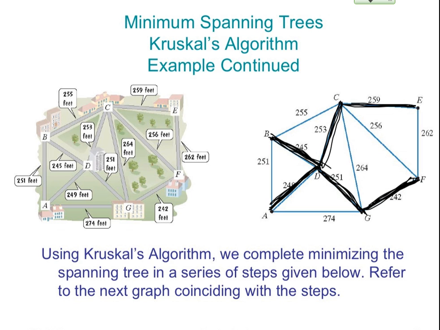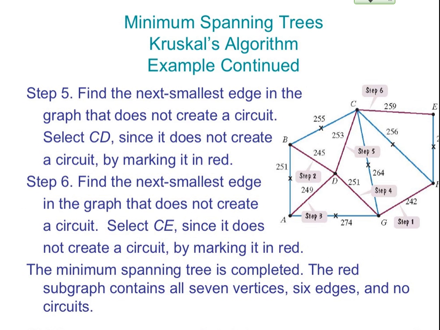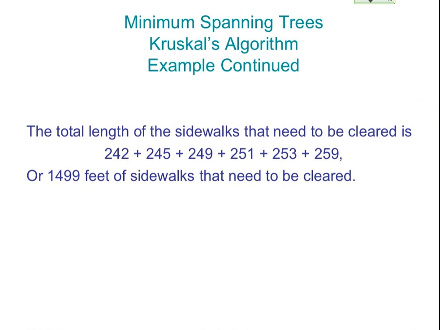So this would be our minimum spanning tree. We would add up the edges. So we have this plus this plus this. We would add up those weights, and that would give us our minimum spanning tree. When you add it up, you get 1,499 feet.